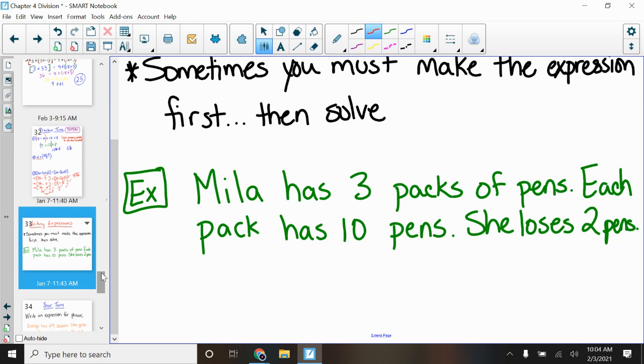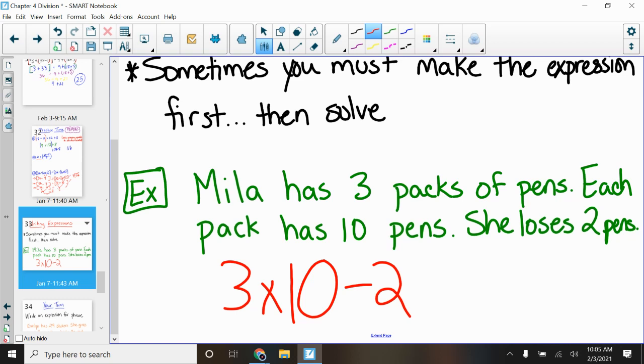Okay, so Braden, using your voice, what is this going to look like as an expression? It's going to look like 3 times 10, because there are 3 packs of pins, and each pack has 10 pins. Okay, beautiful. Minus 2 because she loses 2 pins. Excellent. So the 3 represents the packs, and the story tells us that in each pack is how many? 10. But then she loses 2 of them, and our brains know that the operation for losing something is subtraction. And so now he's got his expression created.